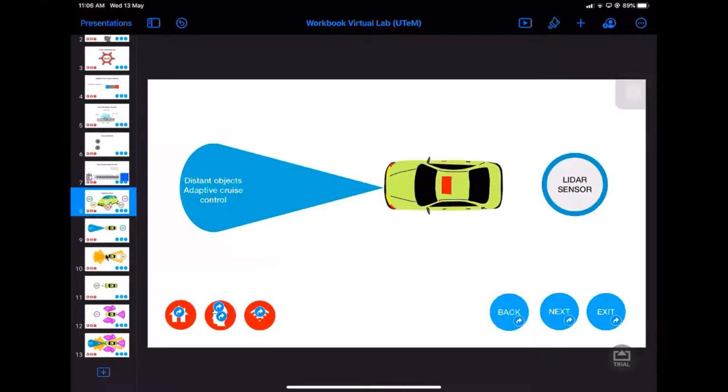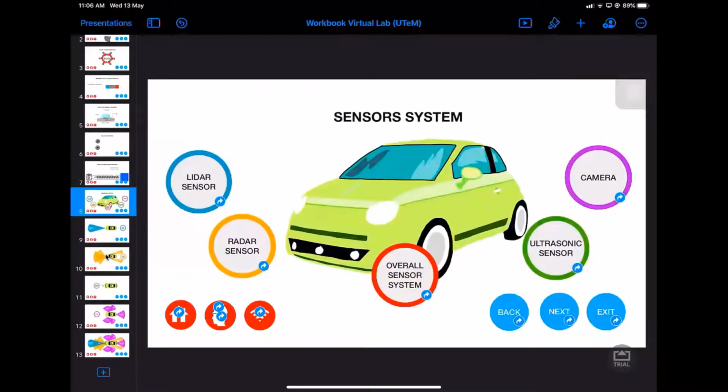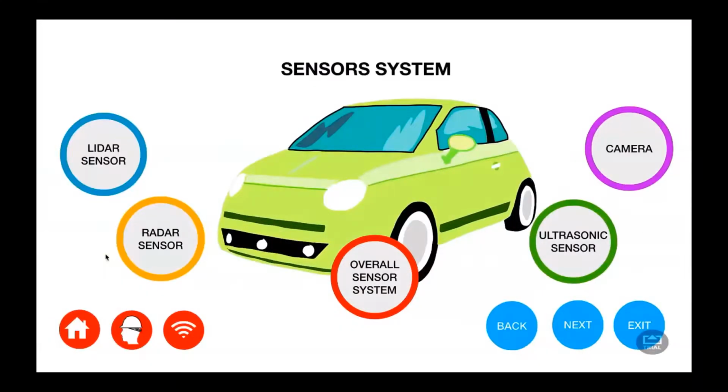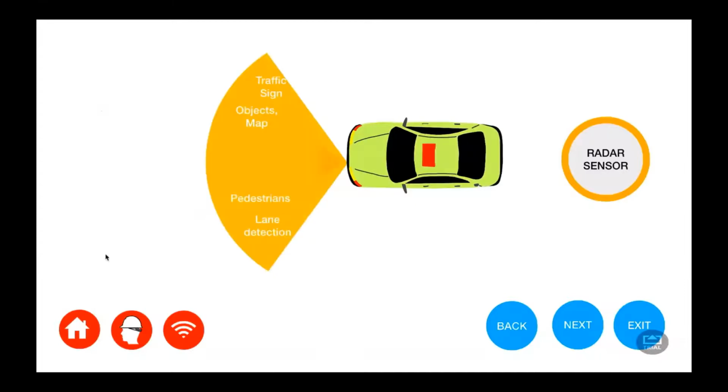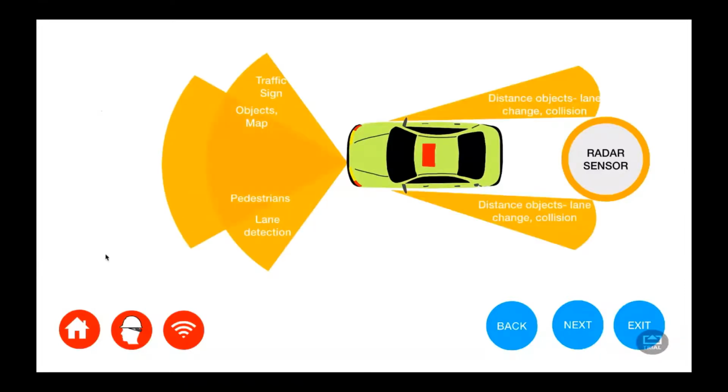So let's go to the sensor. Let's say we have the sensors and we have already linked each of them to a slide. When we touch on the LIDAR, it goes to the LIDAR slide, and we can put animation in this slide. Let's go to next. You can see that there is animation in this slide.